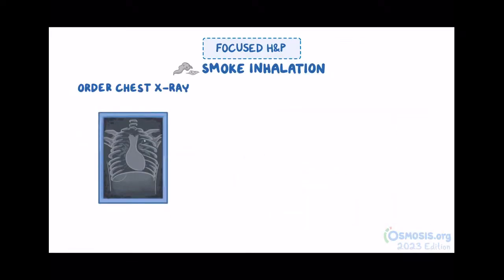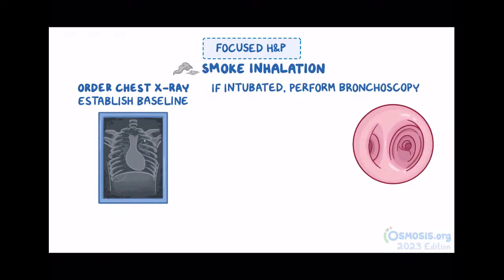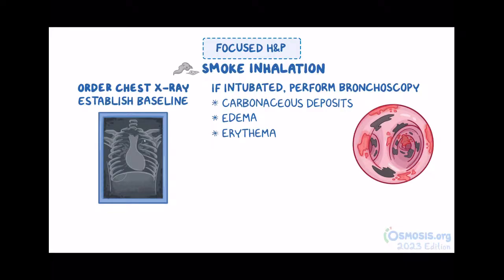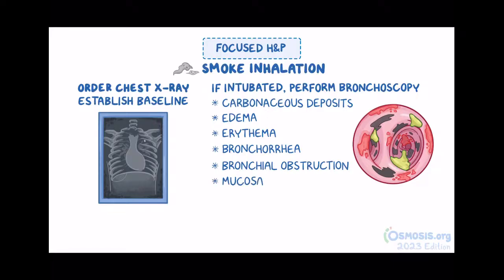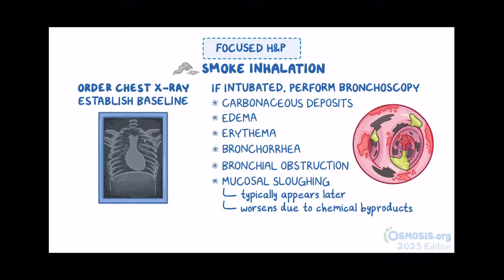Next, order a chest X-ray. The initial chest X-ray can be normal. However, it is important to establish a baseline evaluation of the lungs. If your patient is intubated, you should also perform a bronchoscopy, which may show carbonaceous deposits, edema, and erythema throughout the airway. Other findings include bronchorrhea, or copious sputum, and bronchial obstruction. Mucosal sloughing typically appears later as bronchial inflammation worsens due to chemical byproducts in the inhaled smoke.